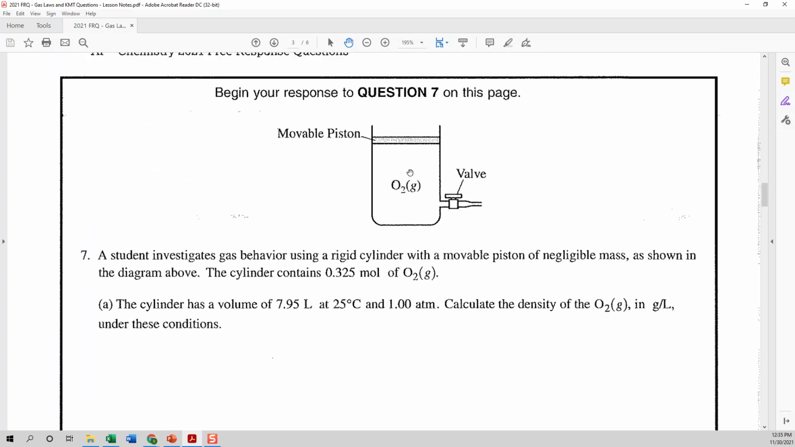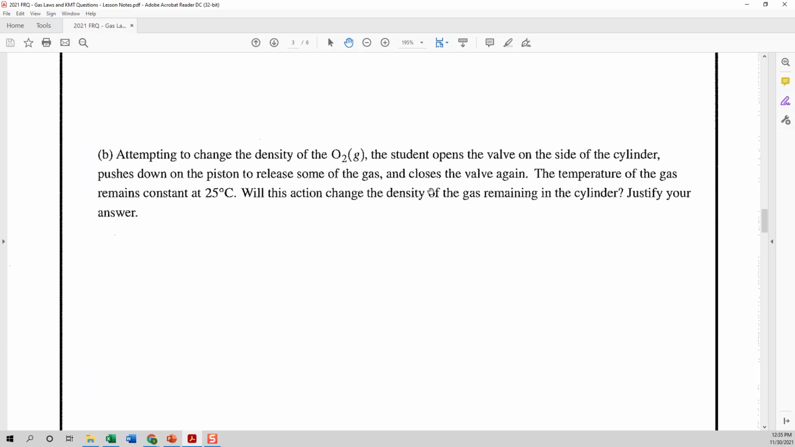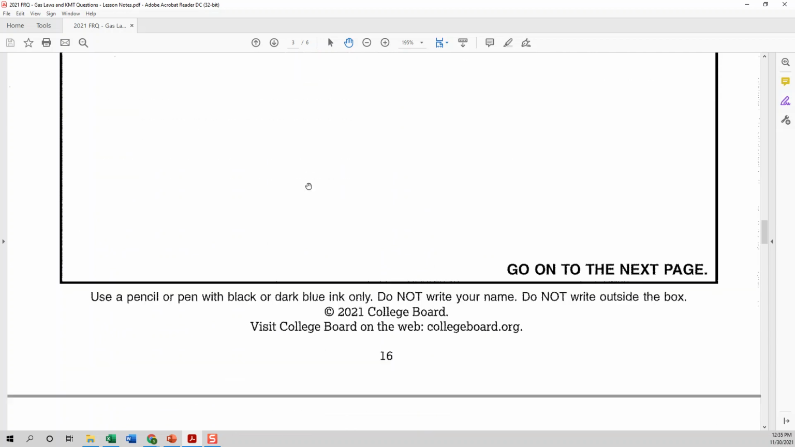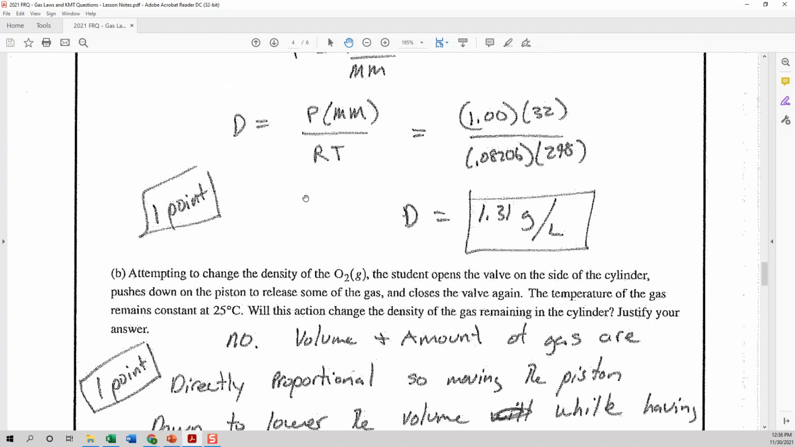So it's going to push some gas out, but what's going to happen to the volume? It's going to decrease. So yeah, you're going to get less mass, but you're also going to get less volume, and so the density is going to end up being the same. It's not going to do the desired thing, whether the student wanted to change the density. All right, so let's go to the answer there.